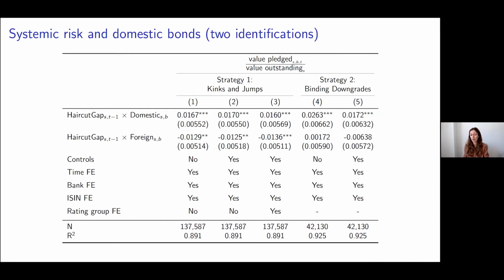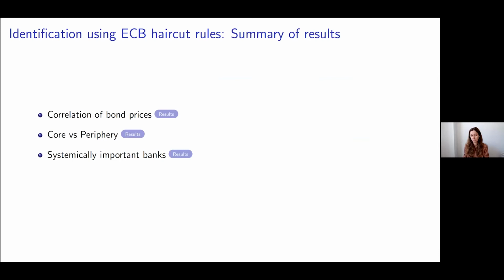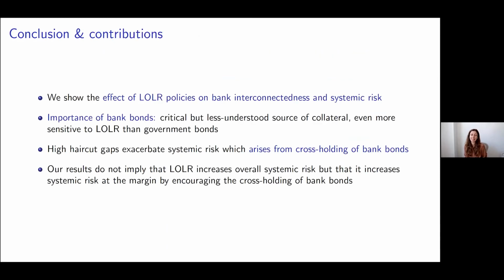So these results are all in the paper and they are exactly consistent with what I showed you on the full sample. So let me just wrap up by saying that in the paper, we show the effects of lender of last resort on bank interconnectedness and the systemic risk. And we argue that bank bonds are very important. And if anything, they have been less understood in the literature as a source of collateral. Now, what I already mentioned, but I want to reiterate, is that our results do not imply that lender of last resort increases the systemic risk overall, but instead we want to point out these interesting margins where the LOLR can encourage direct cross-holding of bank bonds or linking towards similar bank bonds.